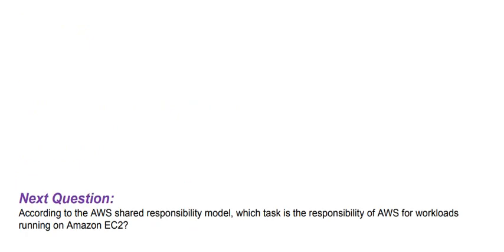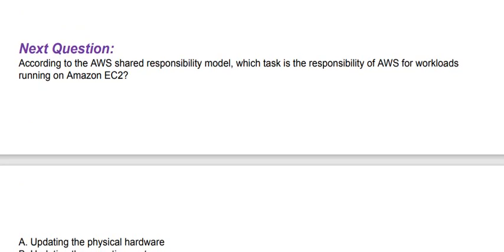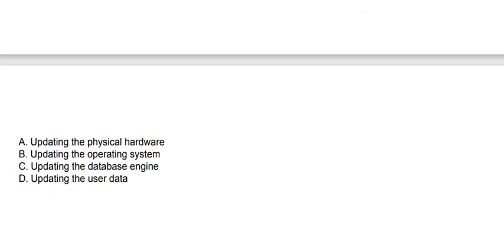Next question is: according to the AWS shared responsibility model, which task is the responsibility of AWS for workloads running on Amazon EC2? Option A, updating the physical hardware. Option B, updating the operating system. Option C, updating the database engine. And option D, updating their user data. The correct answer is option A.